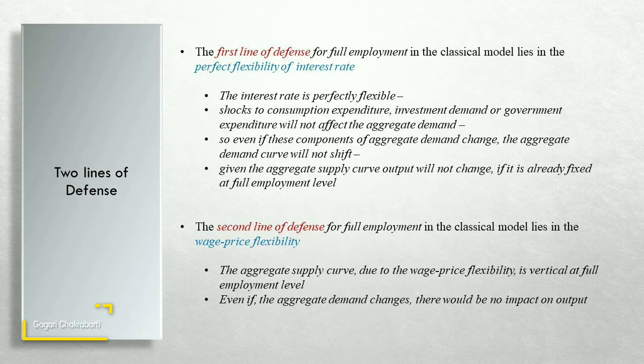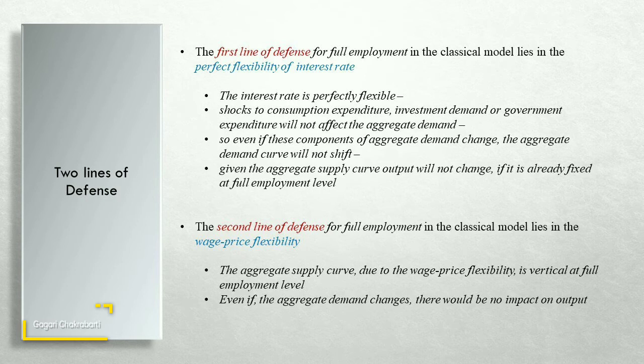The classical economists pointed out that there will be self-adjusting mechanisms operating in an economy so that full employment will always be guaranteed in the classical model. In fact, the classical economists offered two lines of defense so as to ensure the full employment level of output in the model. The labor market will always be in equilibrium at the natural rate of employment. Let us now consider these two lines of defense in a bit of detail.